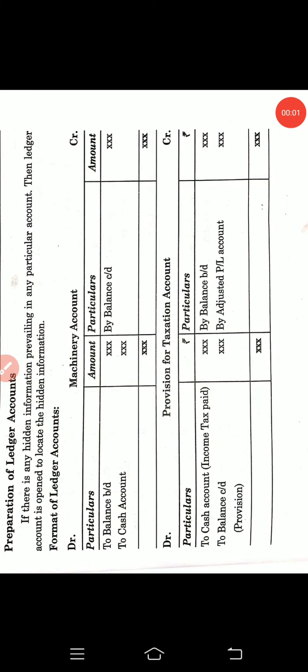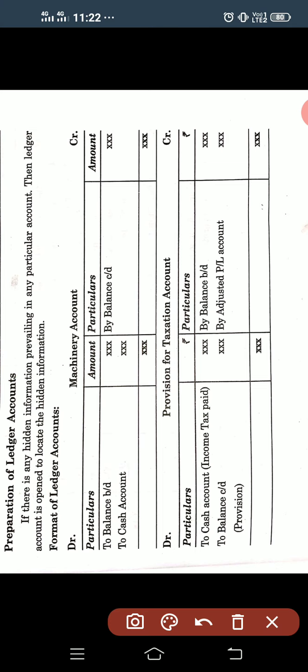In the last video, I explained the first step of the calculation of fund flow statement with the help of a problem. Next is the second step, that is preparation of ledger accounts, or the preparation of non-current items. If there is any hidden information prevailing in any particular account, then the ledger account is opened to locate the hidden information.